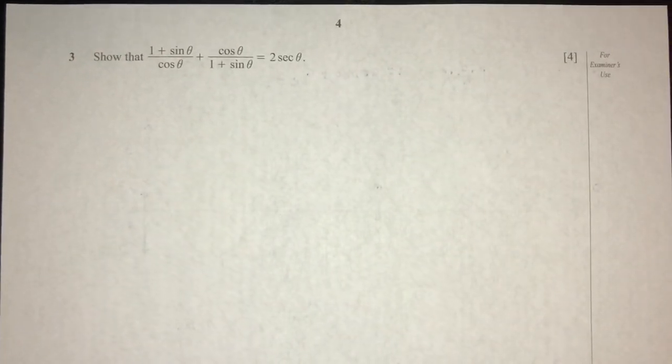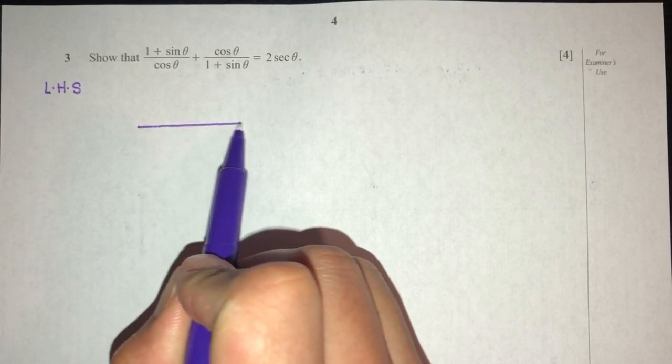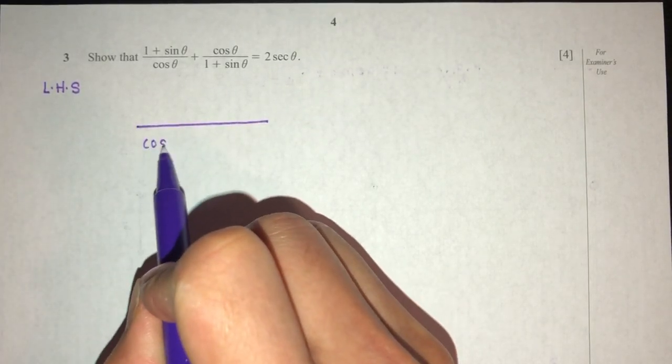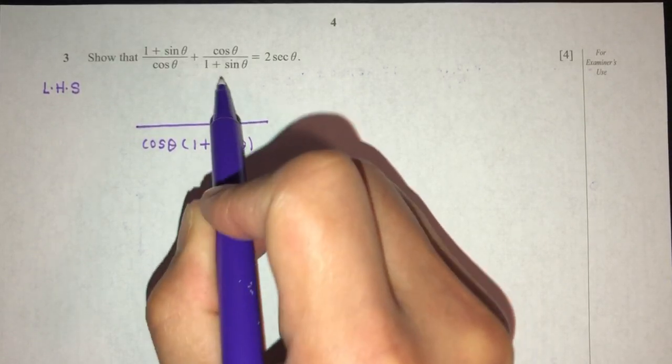Now let's move on to question number 3. So we have to show the left hand side equal to the right hand side. So as always, begin from the left hand side, step by step. Now the first thing you can see is we have two fractions, and the bases are different, so we have to make them become the same base. One way to do this is multiply them by each other, so cos theta times 1 plus sine theta. Then we have to cross multiply.